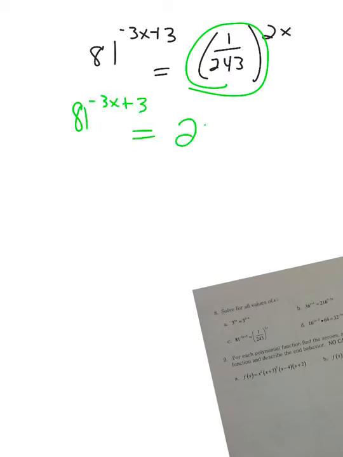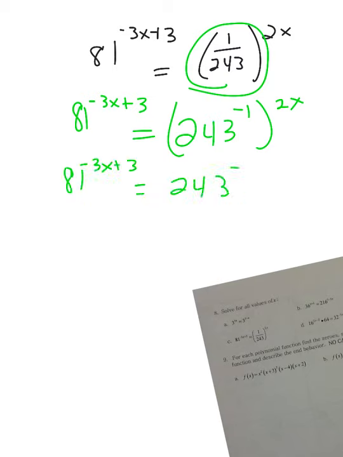All right, so 8c is 81 raised to the negative 3x plus 3 power equals 1 over 243 raised to the 2x power. So the first thing you want to do is change this to just an integer, not a fraction. So it's 81 raised to the negative 3x plus 3 equals 243 raised to the negative 1 power to the 2x. All right, so that's 81 raised to negative 3x plus 3 equals 243 raised to the negative 2x.